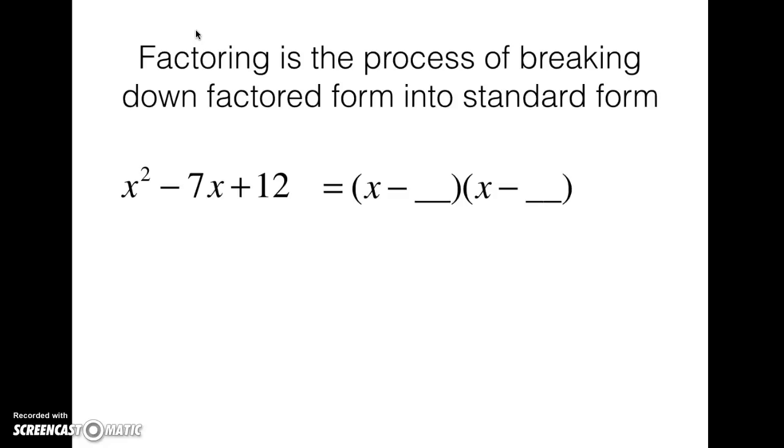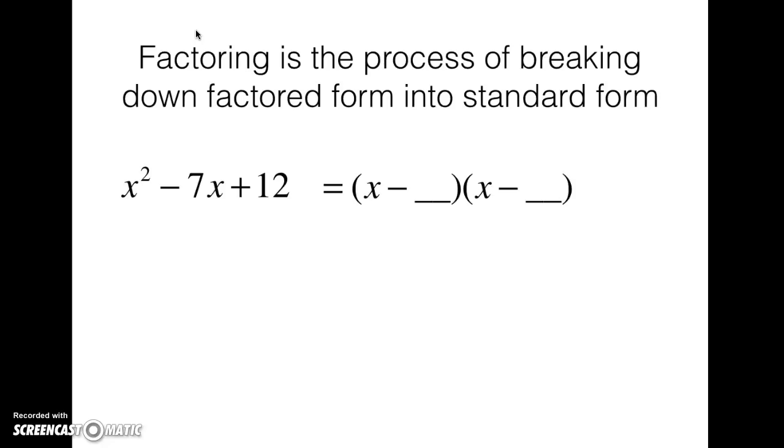So we know that in the factored form it's going to be x minus some number times x minus another number. The reason why I chose two negative signs is because we have a positive 12. So two numbers are going to have to give us a positive number, but then add together to give us negative 7. So that means we're going to need two negative numbers.